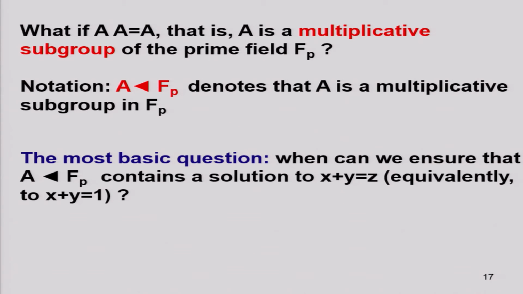Now we want to consider some very extreme case. So what if we are in the extreme case that A times A is equal in cardinality to A itself? Well, you can shift it. It's essentially equivalent to saying that A itself is a multiplicative subgroup. It can be a coset, but we may assume that it's a multiplicative subgroup. So let's look at the multiplicative subgroup of the prime field Fp. Okay? And since I'll have many multiplicative subgroups, I'll denote by this bold triangle that A is a multiplicative subgroup of Fp.